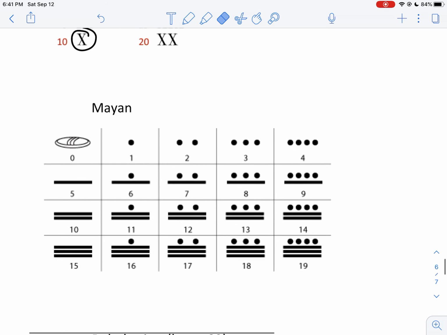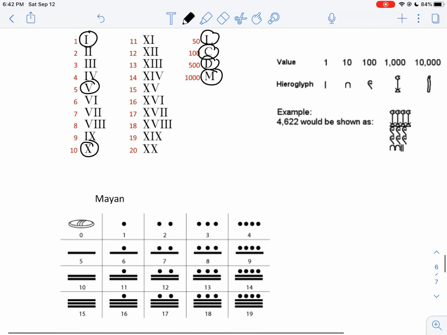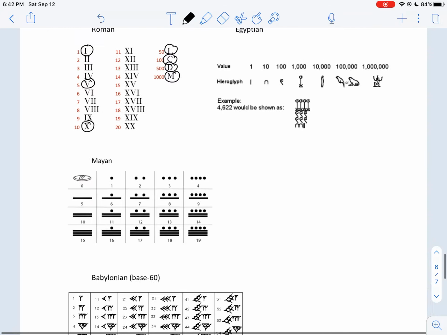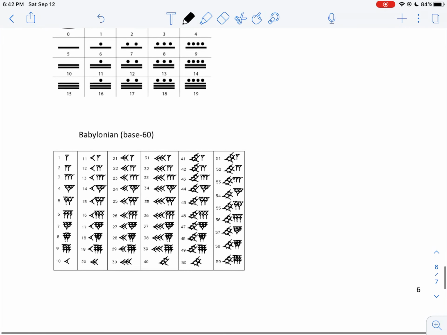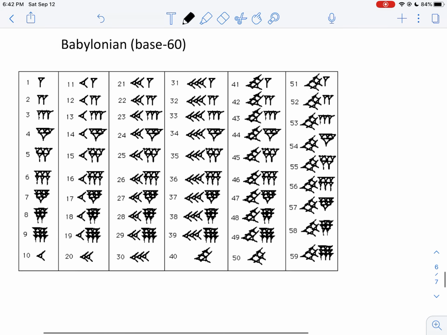That's Egyptian. The Mayan system was pretty simple. I don't see the Mayan system being very useful for extremely large numbers because they just do 5s and 1s as their 2 basic symbols. Dots are 1s and bars are 5s. I've never really done any work with the Mayan system myself, but just pointing it out for you. And the Babylonian system is a base 60 system.